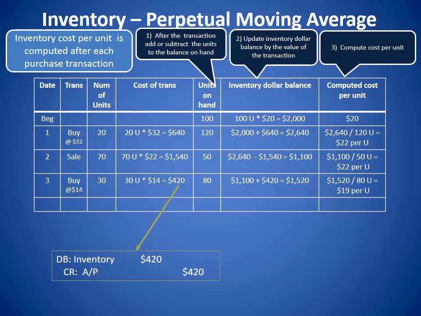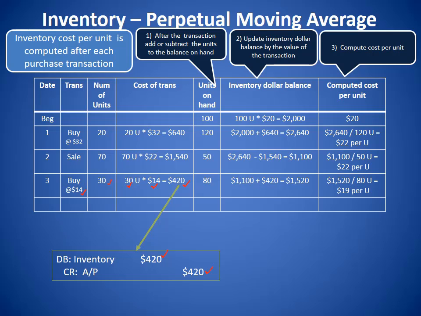Now let's take a look at our next transaction, and let's assume that we're purchasing 30 more units and we're only paying $14 a unit in this particular case. So if we value this purchase, it's going to be 30 units times that $14 purchase price. So the cost of the transaction is $420. So now we can add that amount to inventory. We're going to debit inventory for $420 and credit cash or accounts payable, whatever account, for $420.